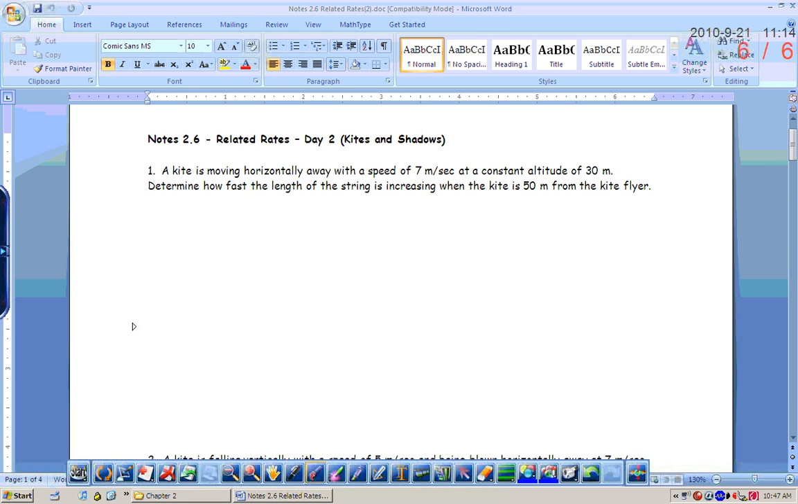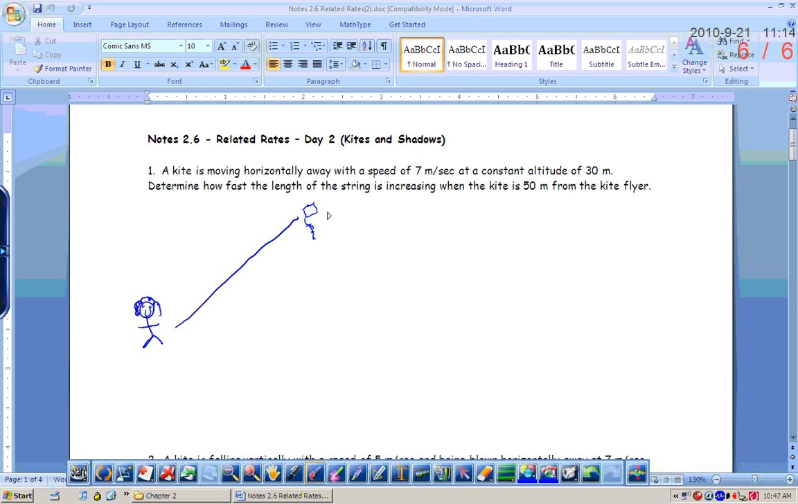So the first thing I'm going to do is draw a picture. Okay. So when you're flying a kite, it's going to be kind of at a diagonal from you probably. All right. The kite is moving horizontally away from you with a speed of 7 meters per second at a constant altitude of 30 meters. Determine how fast the length of the string is increasing when the kite is 50 meters from the kite flyer.